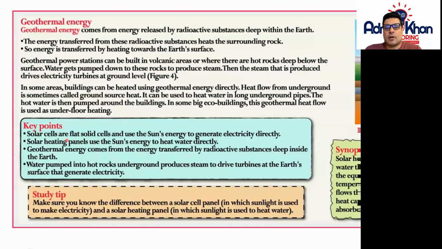Solar cells are flat solid cells and use the sun's energy to generate electricity directly. Solar heating panels use the sun's energy to heat water directly. Geothermal energy comes from the energy transferred by radioactive substances deep inside the Earth. Water pumped into hot rocks underground produces steam to drive turbines at the Earth's surface that then generates electricity.